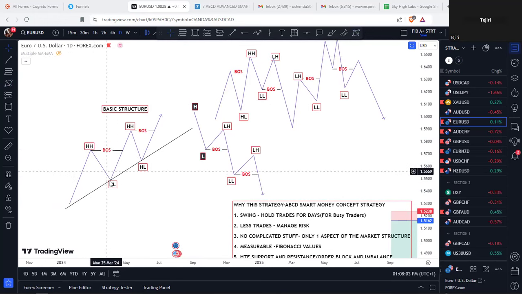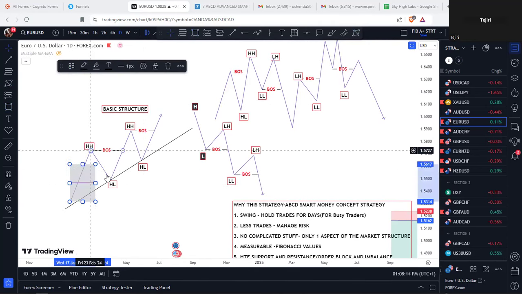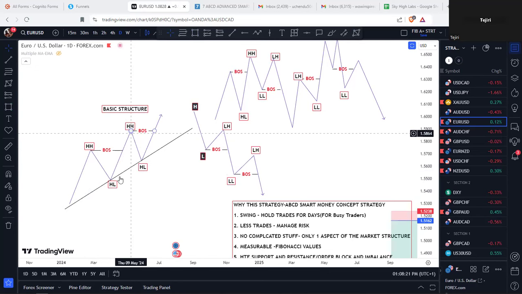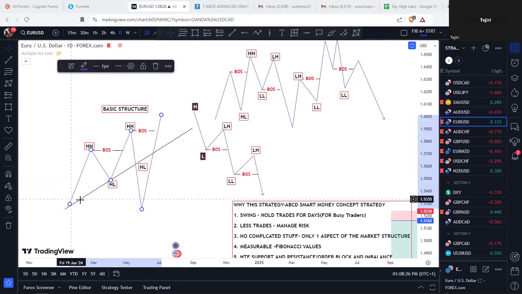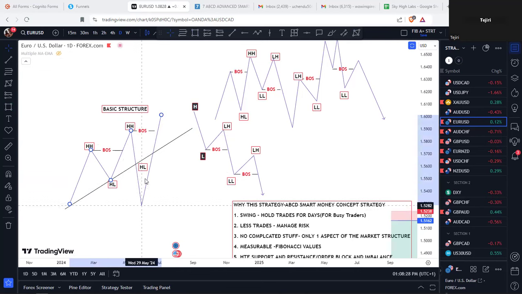Why is this a minor structure? This becomes a major structure when it has fully mitigated everything here. When this point mitigates everything here, it becomes a major structure. If not, it is a liquidity trap for price to come into and then take out all of this.